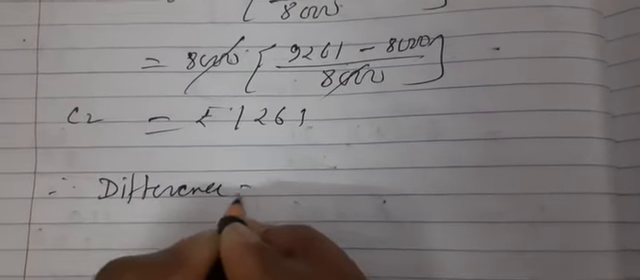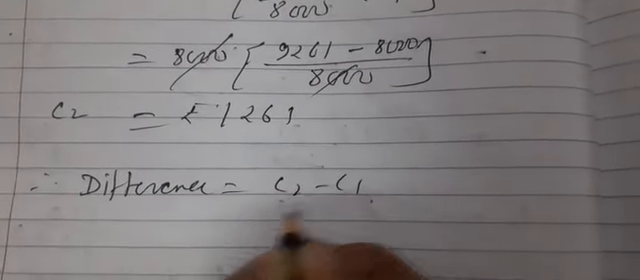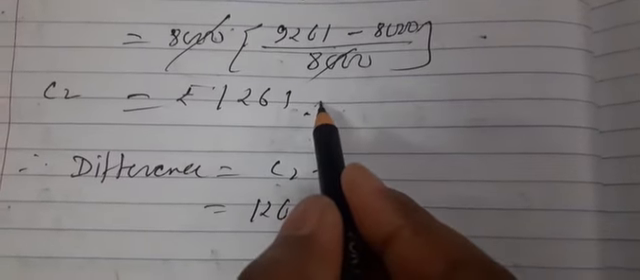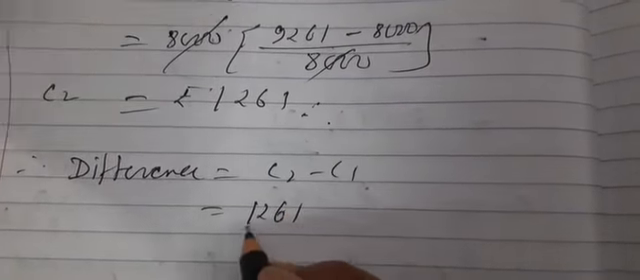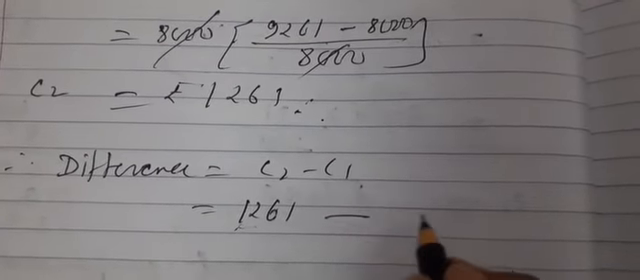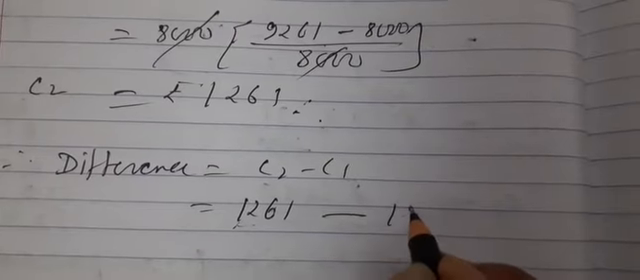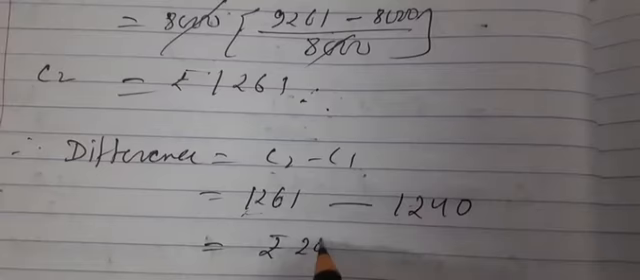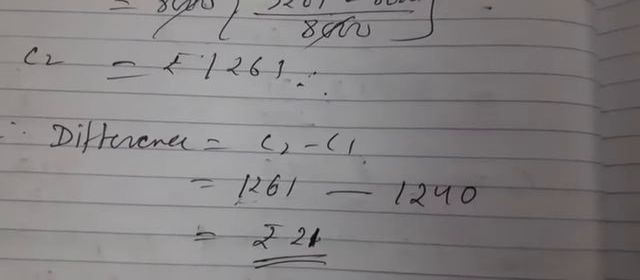Therefore the difference between C1 and C2, C2 minus C1, this is 21. When interest is compounded semi-annually, then the compound interest will be 1261, and when the interest was compounded annually, the compound interest was 1240. So what is the benefit? There was a benefit of 21 rupees.